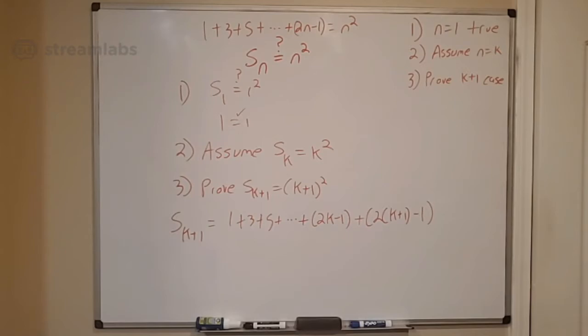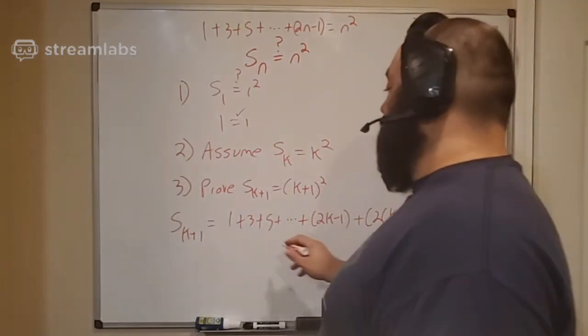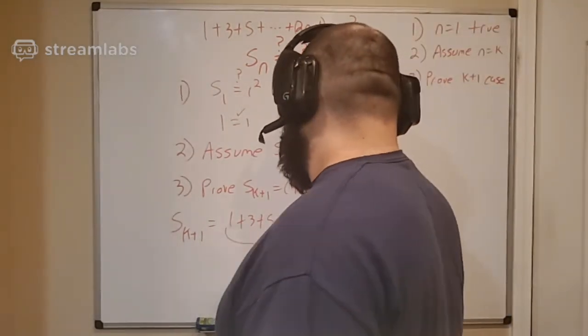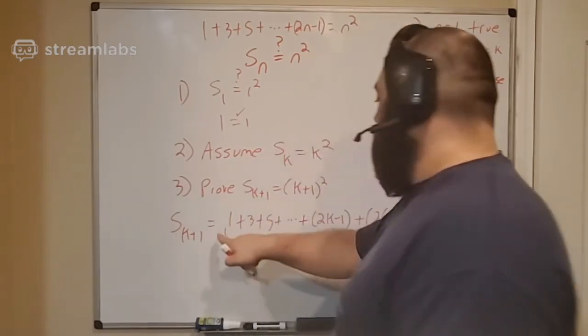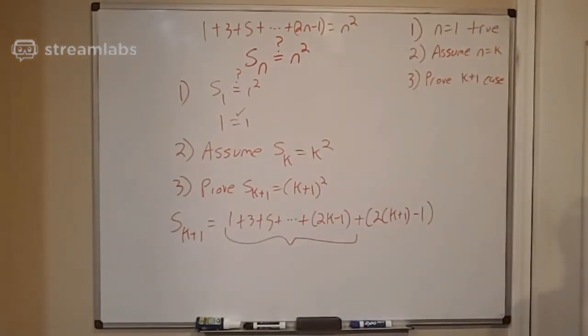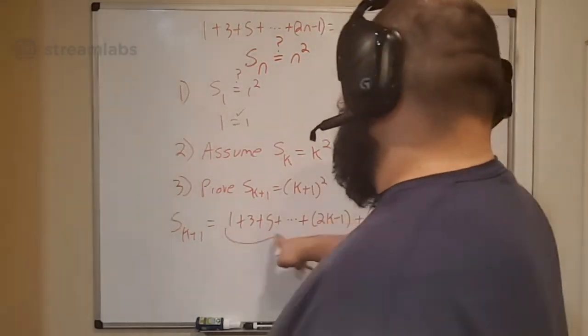Okay. Now the whole reason for doing this, because this is going to be a very common theme for these problems. What is that? 1 plus 3 plus 5 plus dot dot dot 2k minus 1. What's another way of expressing that? S sub k? Correct. That is our assumption. That is s sub k. That is the first k terms, and I'm adding them up. So that is s sub k.